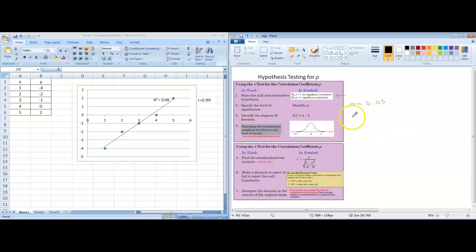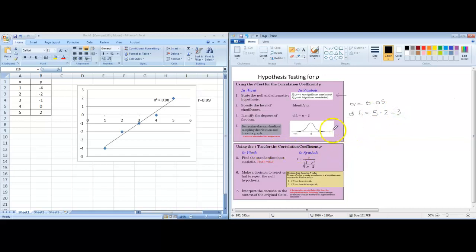Next step, step number 3, I'm going to find the degrees of freedom. How do I find the degrees of freedom? I'm going to take the sample size and subtract 2. What is my sample size? How many points you have in the scatter plot? Sometimes when you have a lot of points, it would not be wise to count the points. Instead, look at the table and find how many rows or pairs of numbers you have. You can see here I have 5, so n will be 5 minus 2. So my degrees of freedom is 3.